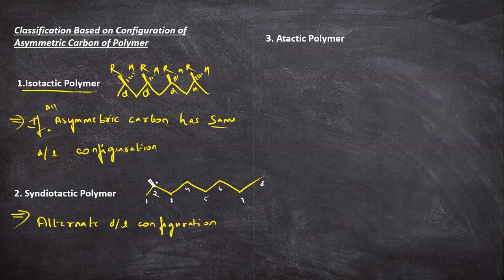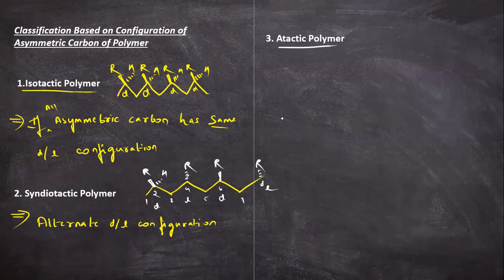So if this second carbon atom is D, then definitely this will be L configuration. Alternate. Let me write here: second one is D, this is L, and this one will be D, and next this one will be L, like that. So alternately there will be the configuration. Clear? This is for the syndiotactic polymer.